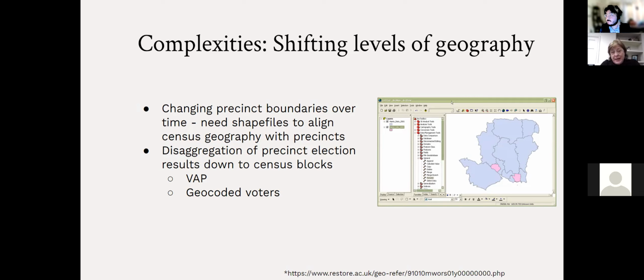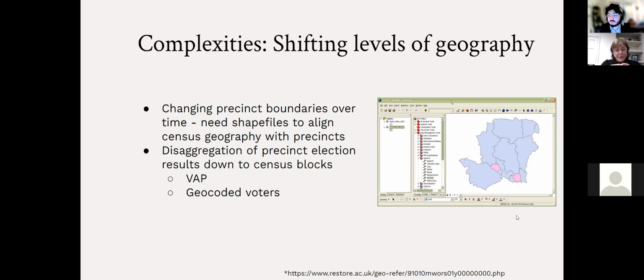And the way to do that is through shapefiles. If you can get the shapefiles, you can take the shapefiles and look at what blocks made up that precinct at that particular point in time of the election, and produce a new set of numbers reflecting the actual composition at the time of the election before the precinct boundaries changed.